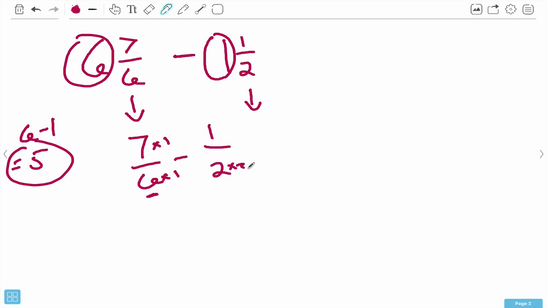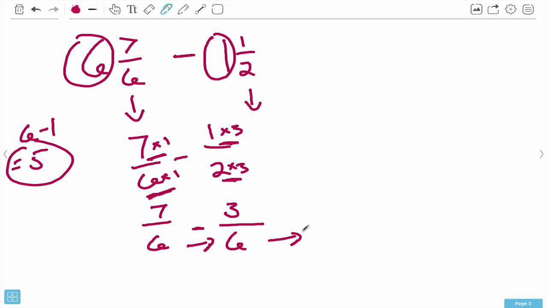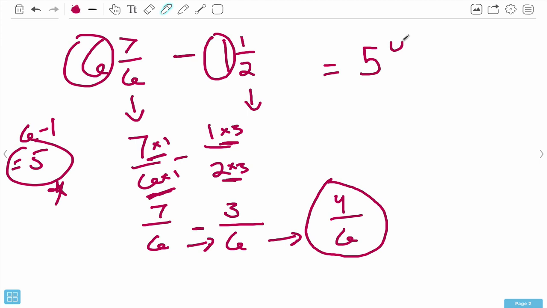So now we're going to have 3 from here. 2 times 3 is 6. And then we're going to have 6 times 1 is 6 over 7 times 1 is 7. So now we're going to carry the denominators across, and we're just going to subtract like normal. 7 minus 3 is 4, so we have 4 sixths. So 7 sixths minus 1 half is 4 sixths. So again, don't forget about our whole number over here. So now our answer is 5 and 4 sixths.